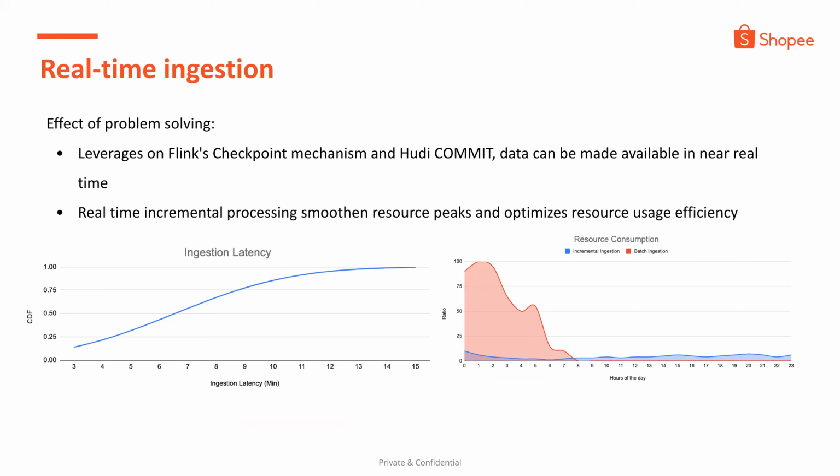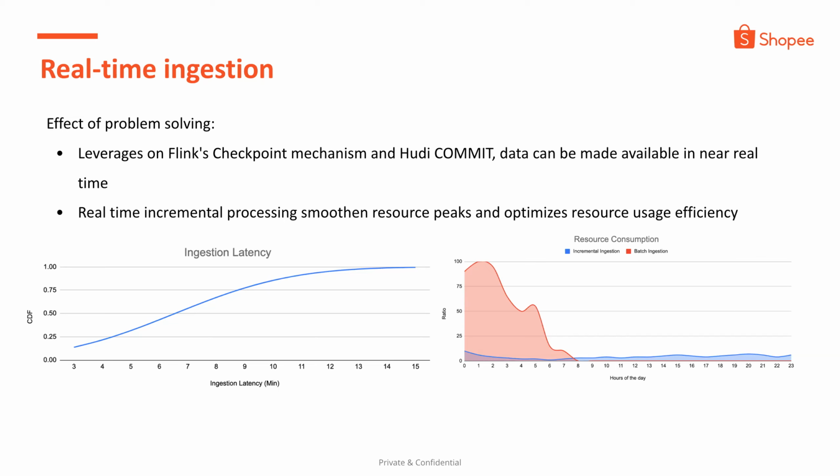This is the effect of replacing some of our data integration pipelines with real-time Hudi-based integration. The left figure shows the relationship between the ratio of data visibility and the time delay. For now, we can guarantee that the data will be visible within 15 minutes, and 80% of the data is visible and usable within 10 minutes.